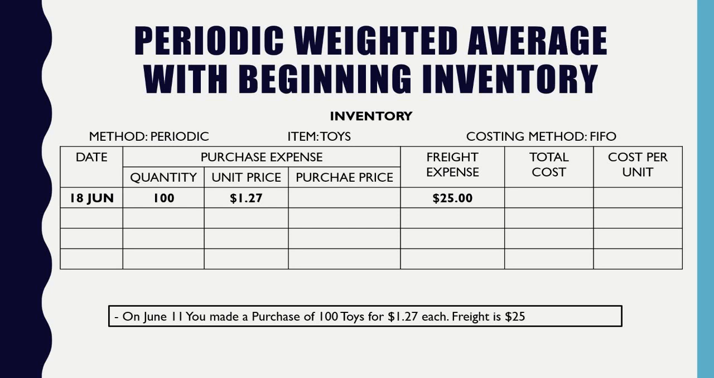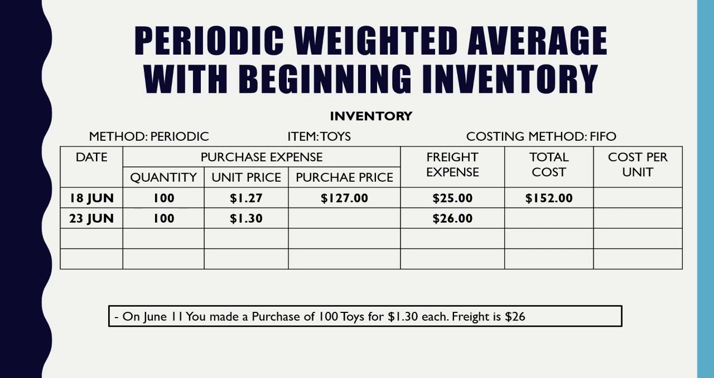So in this case, I made another purchase on June 18, for 100 toys at $1.27 with the freight of 25. So that's going to give me 127, and that's going to give me a total cost of 152. And this is where, do I need to solve for my average cost per item? No, I can skip forward, okay?